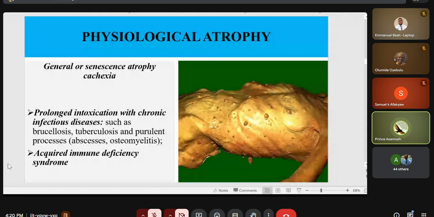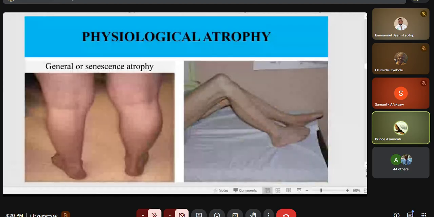Okay, can we move on? So now let's go on. This is an example of physiological atrophy, the general or senescence atrophy. So we realize that.